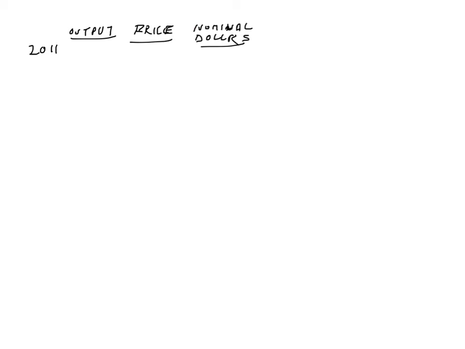So let's take an example of how to calculate GDP. And let's say we have a small country that only makes one product. We'll say pizzas. And they don't trade with any other countries. And there's no government. And this is all they do, is just make pizzas.